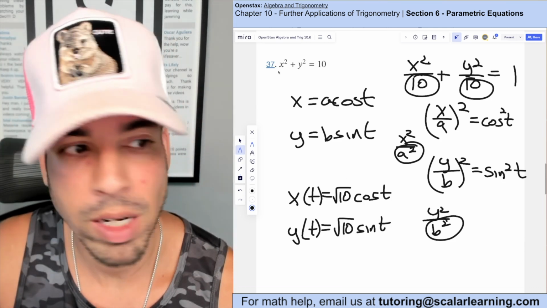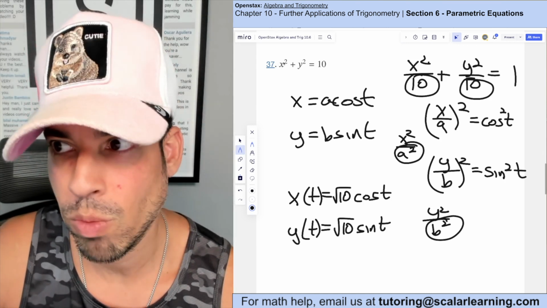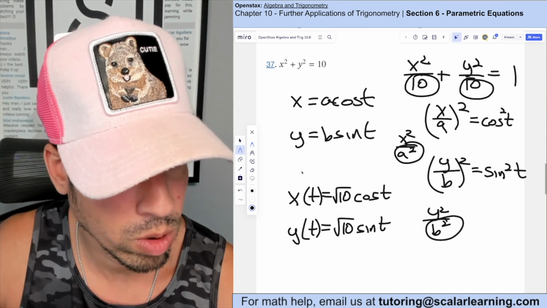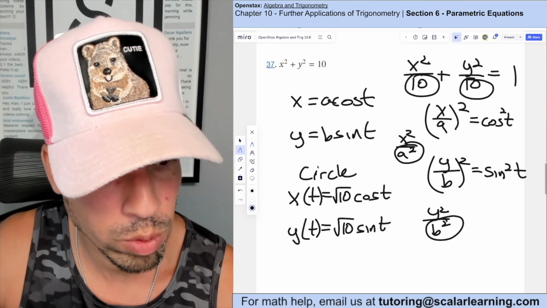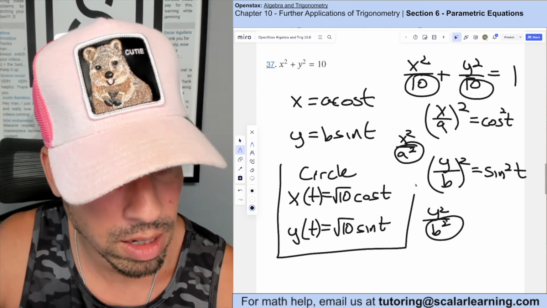And what is this? If you recognize it from the original equation, that's a circle, right? Something squared plus something squared equals the radius squared. So this is a nice circle with a radius of rad 10. That's how you do it.